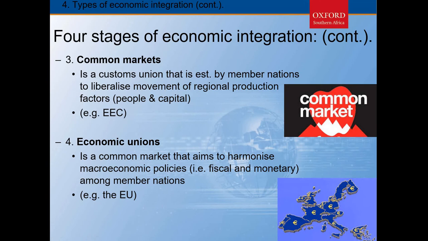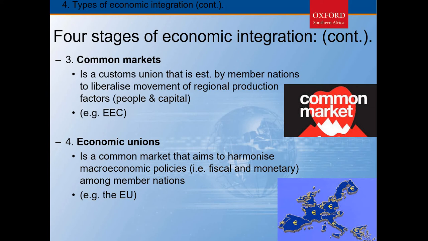The third stage is known as a common market. It is a customs union that is established by member nations to liberalize the movement of regional production factors. So in a common market, for example, the European Economic Community, goods and services can move across borders freely, almost without restrictions.